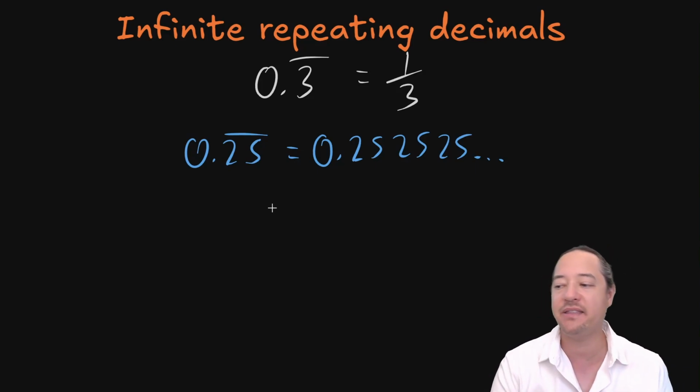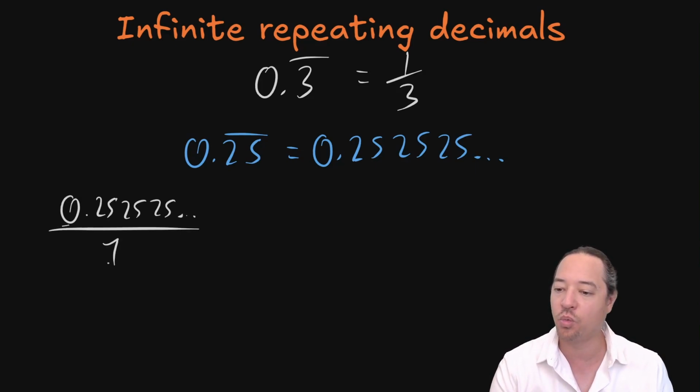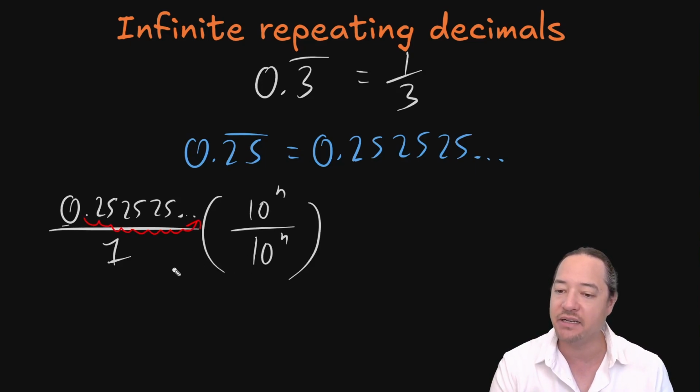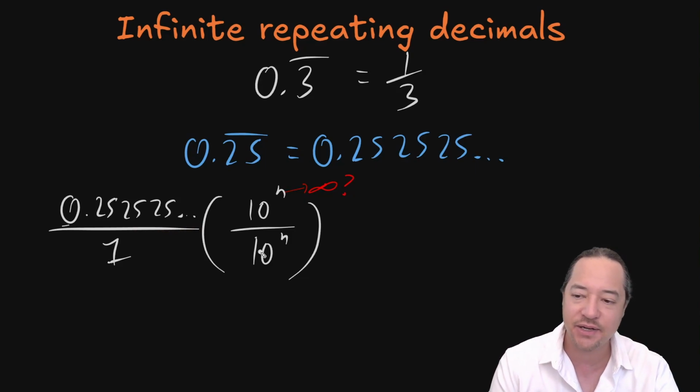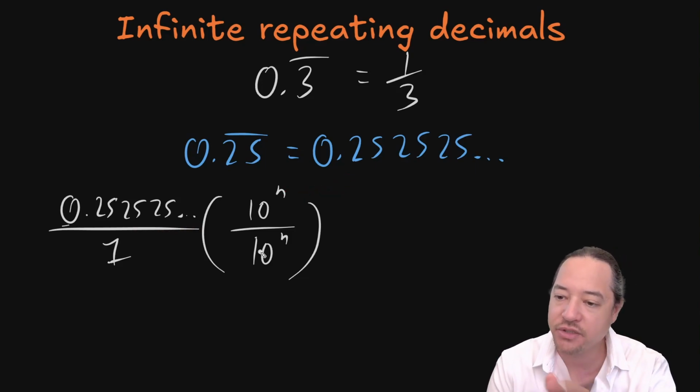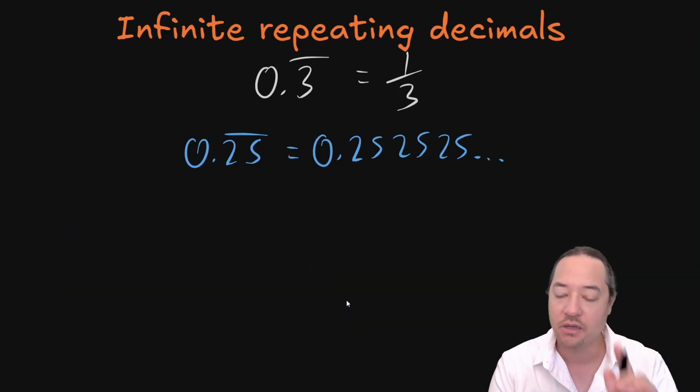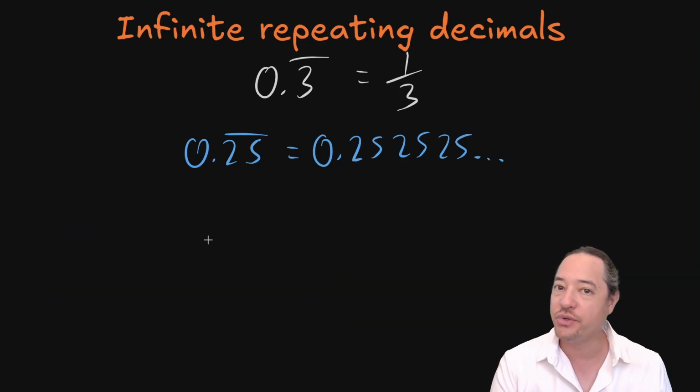Well, if we try the over 1 method, it's not going to work. If you try to put 0.252525 repeating over 1, that's fine, but the whole point is then we have to multiply by some power of 10 in order to take this decimal and move it to the end. But notice, this is infinitely long, and so this n would have to be infinity. We're not going to get a reasonable answer here, so we're not going to do it this way. Let's try a better way. We're going to use the algebra method, but with a trick that's going to save us.